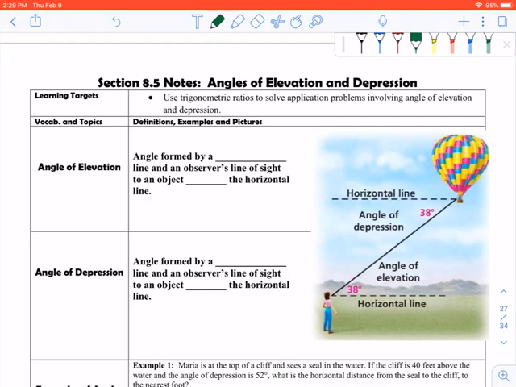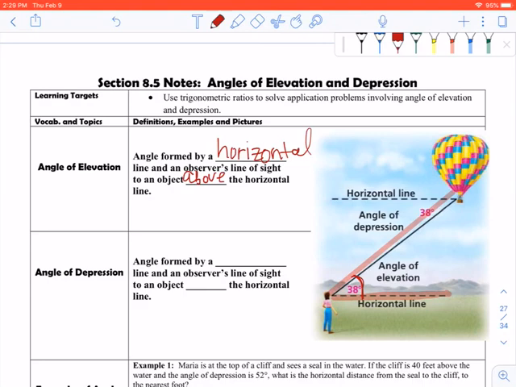So angle of elevation is the angle formed if you're just standing on the ground. In this case, this lady's looking up at this hot air balloon. Her angle of elevation is 38 degrees. It's the angle made with the horizontal line of sight. So if you were to just look straight forward and then look up, it's that angle from looking forward to going up. That is the angle of elevation. Okay, so it's the angle formed by a horizontal line and an observer's line of sight to an object above the horizontal line.